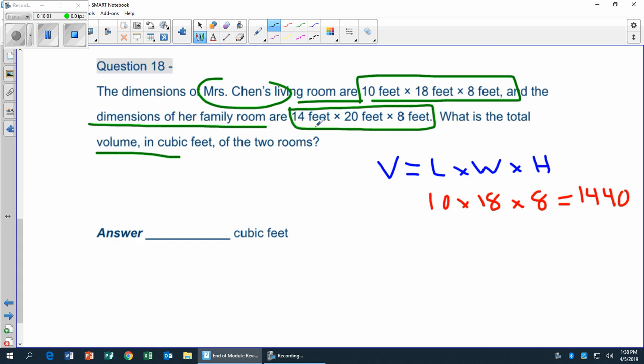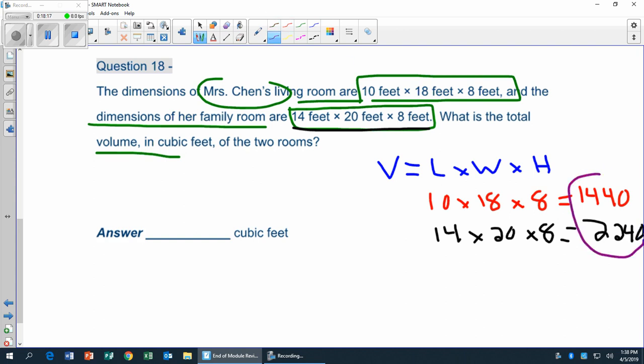And then when we do the next one right here, it was 14 times 20 times 8. And when we do that, we end up with 2,240. And now we have to go and add these two volumes of the two rooms together. And when we add them together, we get 3,680 cubic feet. I'm going to just rewrite that so there's not that big space in between. There you go. And that would be the answer.